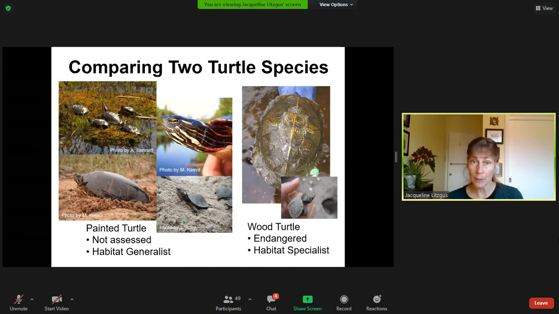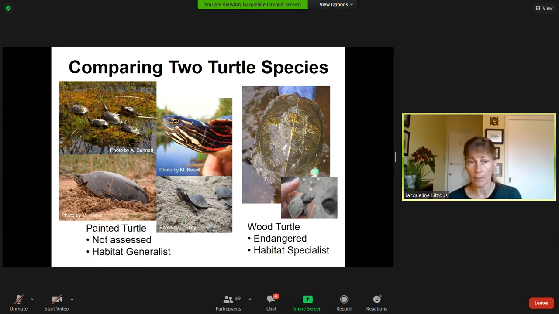Okay, so then we can do another comparison of two turtle species looking at this specialist versus generalist aspect. A little bit more of a closer-to-home example. Here's the painted turtle on the left. At the provincial level, this species has not been assessed for endangerment, but it's perceived as pretty common, right? Here's a group of basking painted turtles at one of our study sites in Algonquin Park, and a nesting female at our study site in Algonquin Park, and super cute little babies. I think probably all of you in the class have seen a bunch of basking painted turtles on a log somewhere. So we perceive these as being pretty common, and we perceive them as being fairly generalist in their habitats.